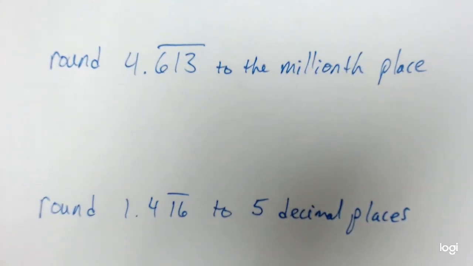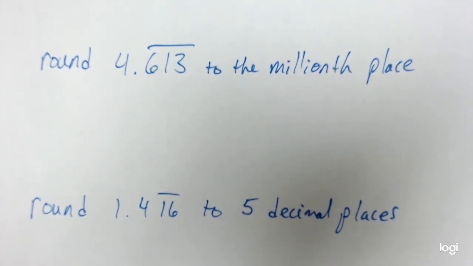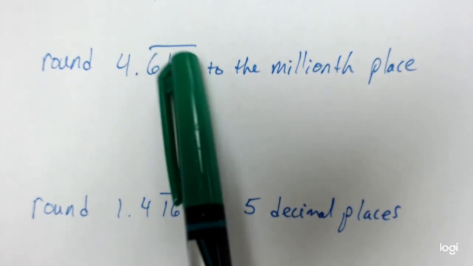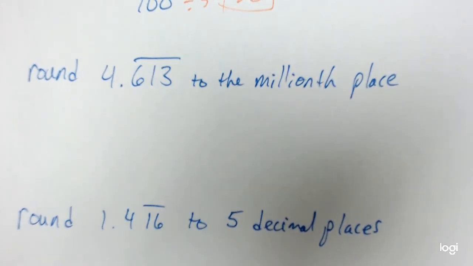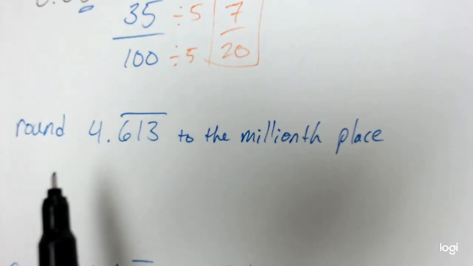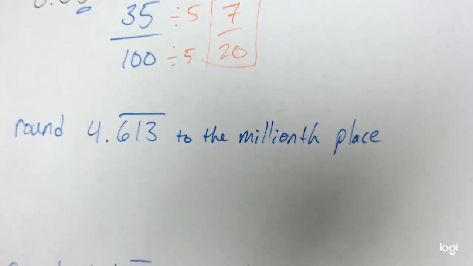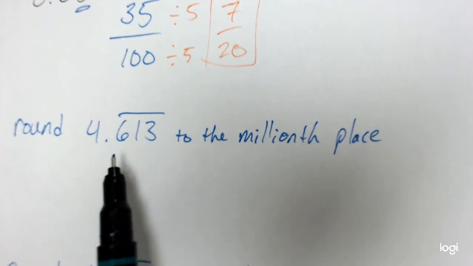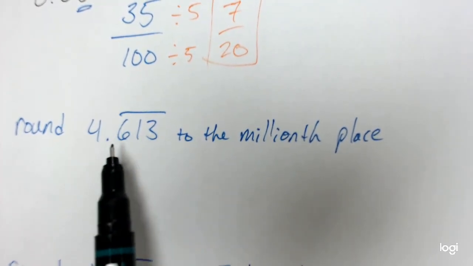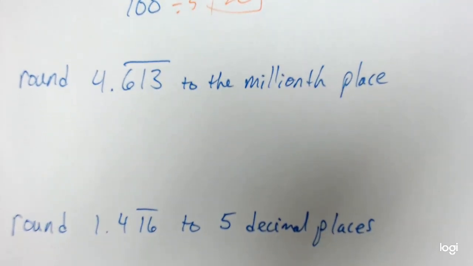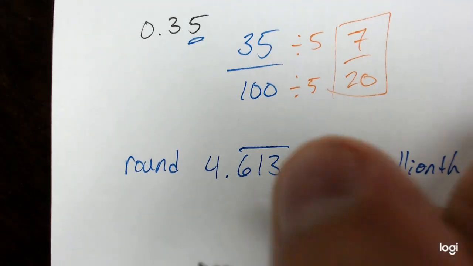All right, now the last thing we're going to do in this lesson is how to round repeating decimal numbers. Like I said, if we have repeating decimal numbers, we just signify that by putting a line over them. So let's talk about how to properly round those. For example, this problem says we need to round 4 and 613 thousandths repeating to the millionths place. So the repeating digits here are going to be 613. So what this number actually is, even though it's not written out that way, is 4.613613.